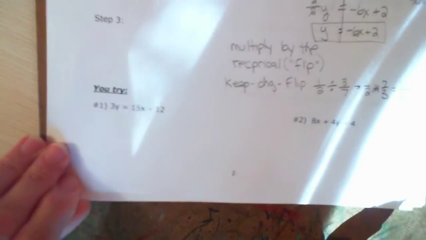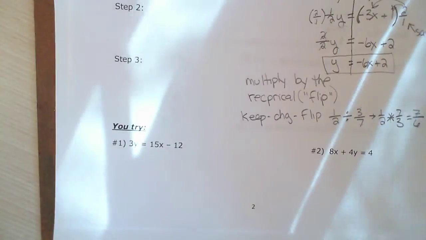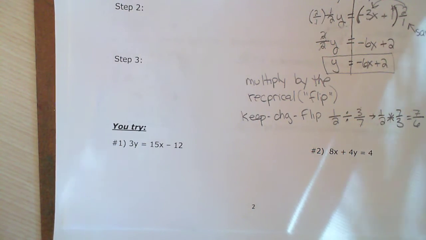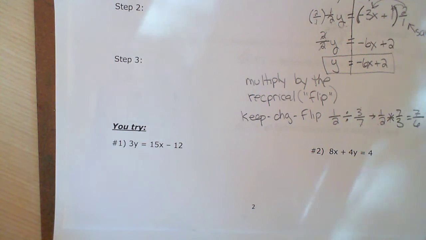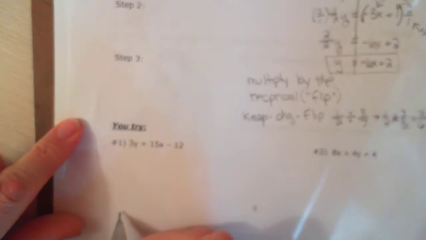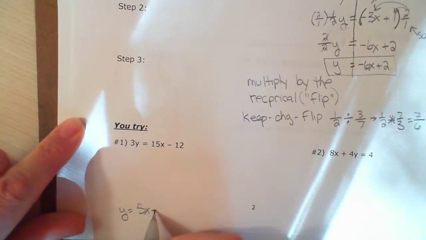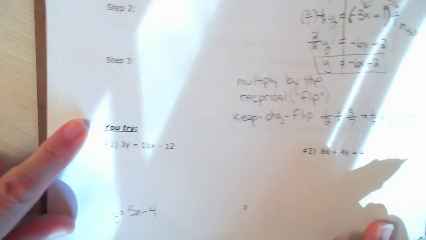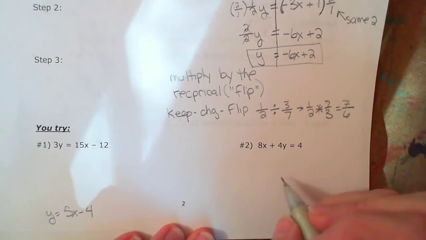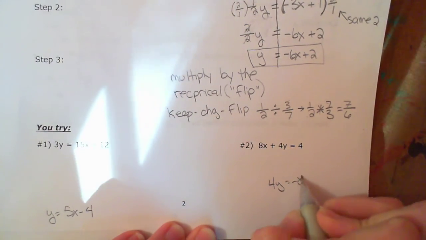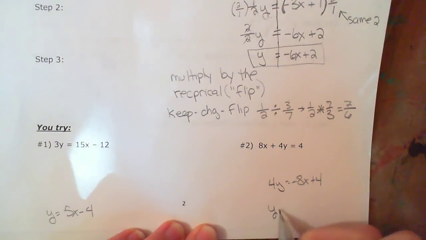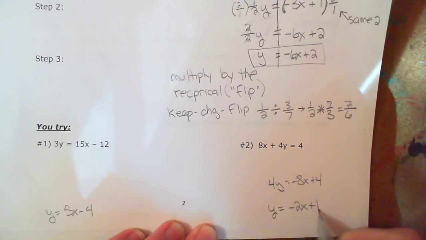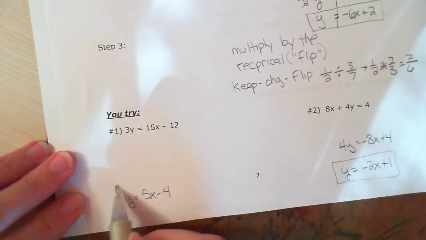Okay, now these on the bottom are for you to try. So I recommend you pause the video, try these, and then come back and check your answer. So this one you should have gotten y equals 5x minus 4. And this one you should have gotten, your first step would look like this. And your final answer would look like this. Okay? So that's what you should have gotten for those two.